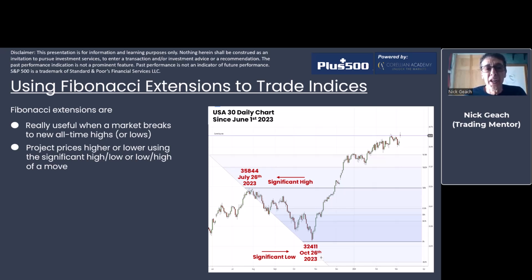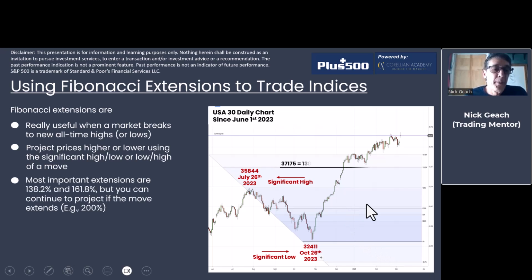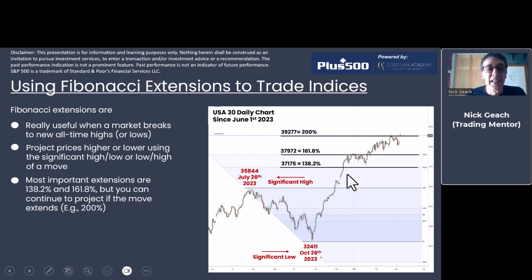All right, so when we look at the USA 30 here, it's a near perfect example of this. Again, we're looking at the move from the then all-time high from July 26th last year at 35,844 down to the corrective low on October 26th at 32,411. As we break up to new highs on December 1st, we now need to project where this rally could end up. So our Fibonacci levels are still 38.2%, 50%, and 61%, but now we're going to add the entire corrective move.